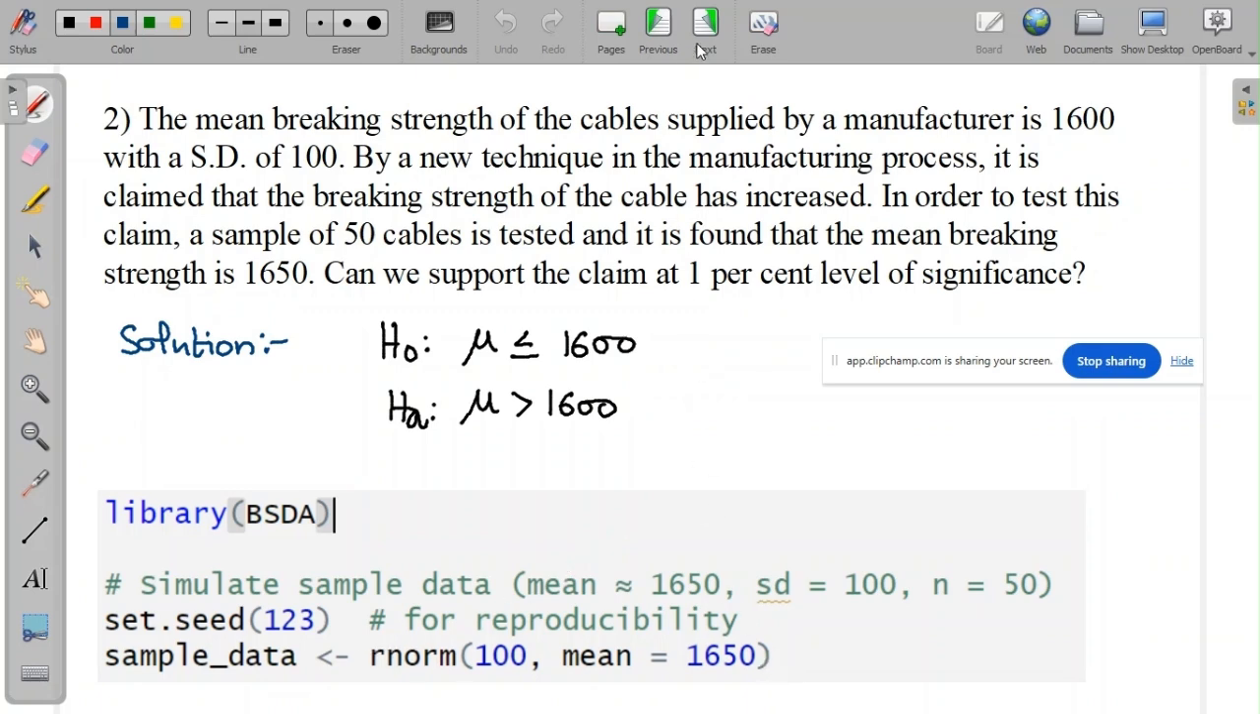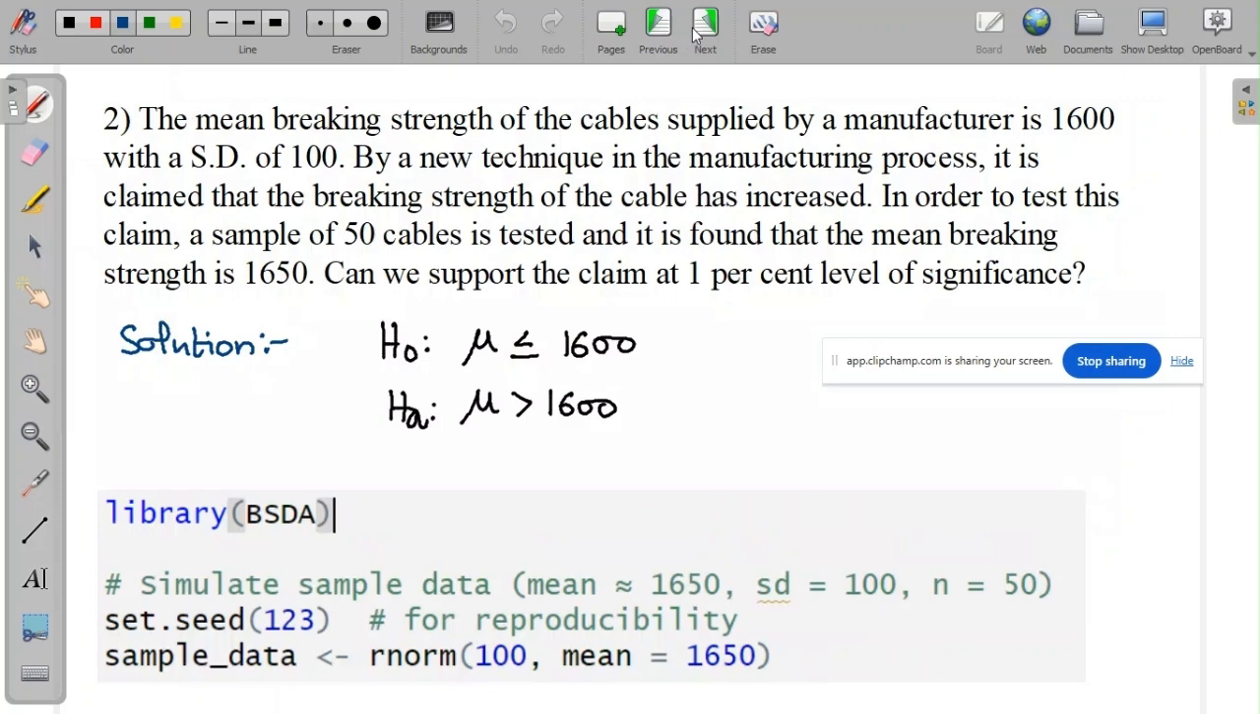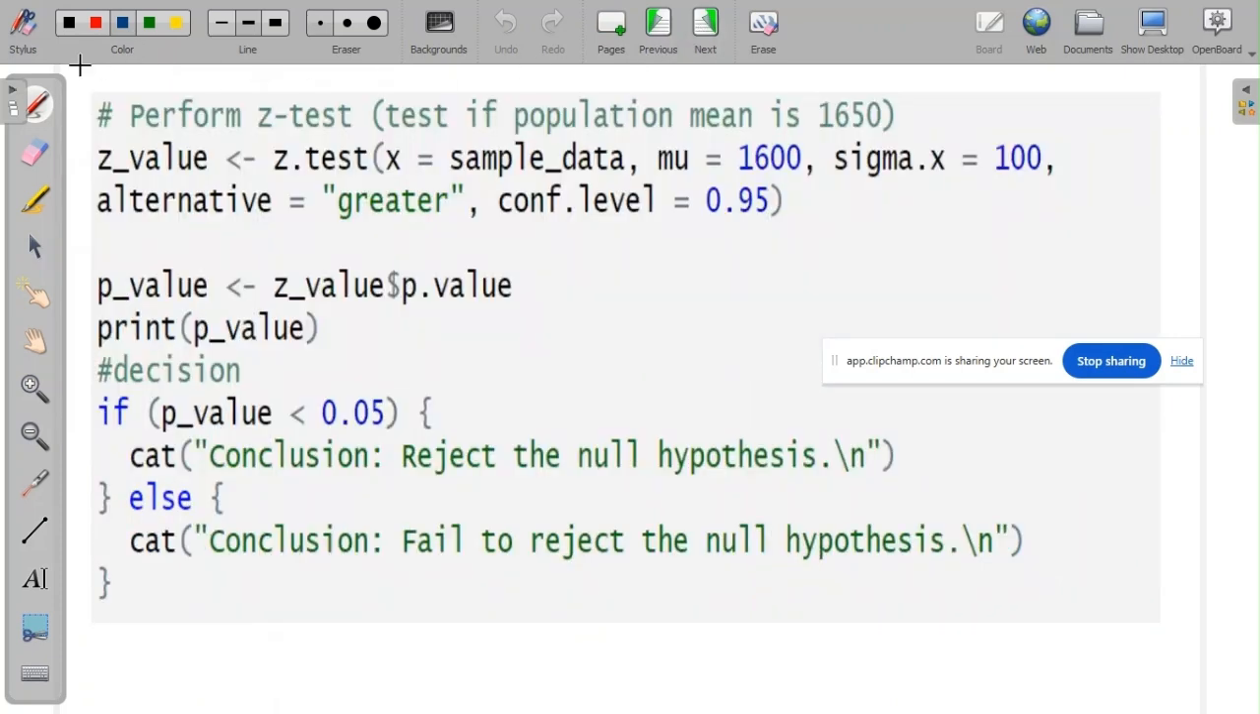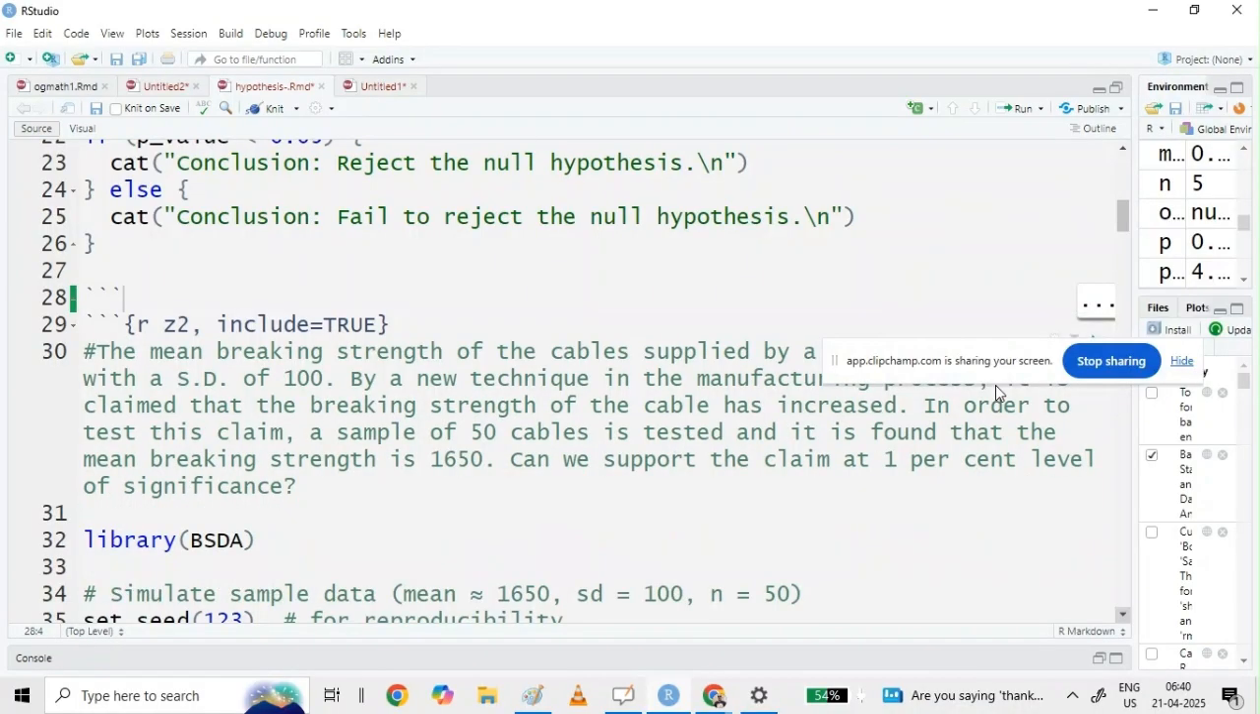We define the data of the sample, and we then have the z.test function, which calculates a test statistic value. This problem is again at 1% level of significance, which means our confidence level should be at 0.99. It's not at 0.95, it is at 0.99. And then we calculate the p-value corresponding to the test statistic, and we define the decision process based on the comparison between p-value and alpha. Having done the code, let's find out how this code gets executed in RStudio.